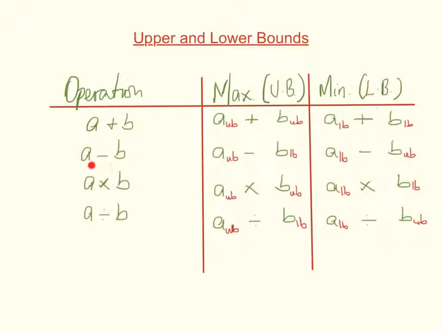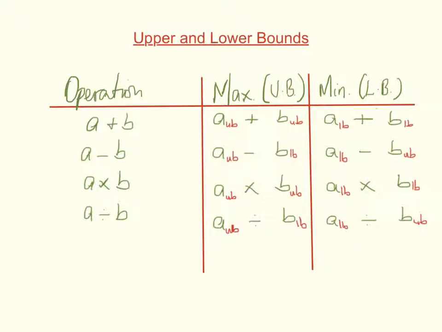If you're taking away, it's a similar situation, but with one slight twist. If you want the upper bound or the maximum possible number, then you take the upper bound of your first number and take away the smallest possible number you can take away from it, which is the lower bound. And if you want to find a lower bound, then you take the lower bound of the first number and take away the biggest possible value of the second number from it, and that will give you the smallest value.